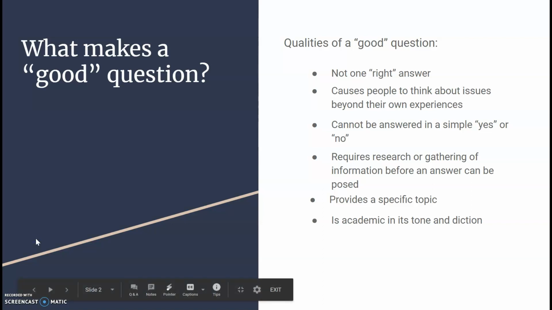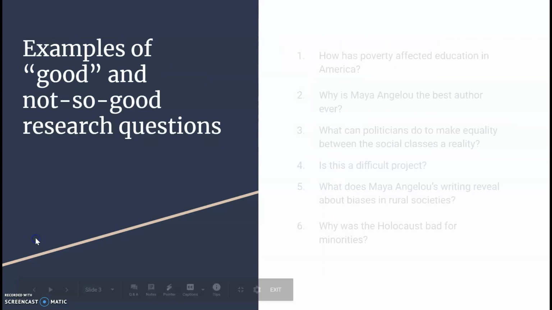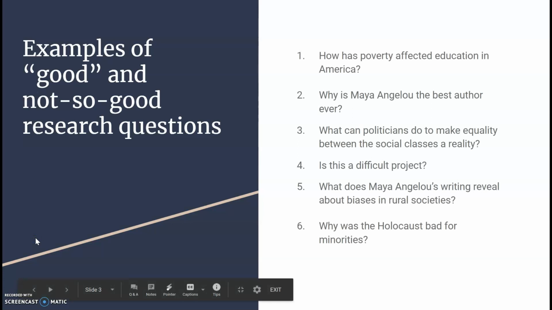So next, if I can get there, examples of good and not so good research questions. So let's look at these real quick. And I'll give you a minute just to read over them. Okay, you should have an idea of which ones are pretty good and which ones are meh, not so good. I will tell you there is one that is a trick question because that's what I do. I'm a teacher. I'm trying to make sure you're paying attention. So let's look at the first one.